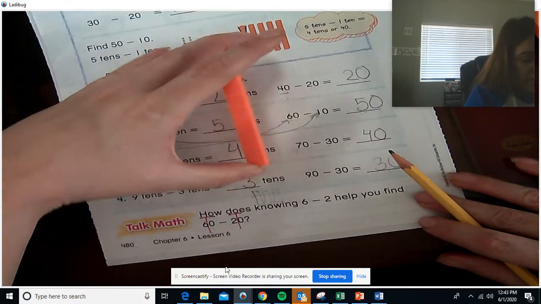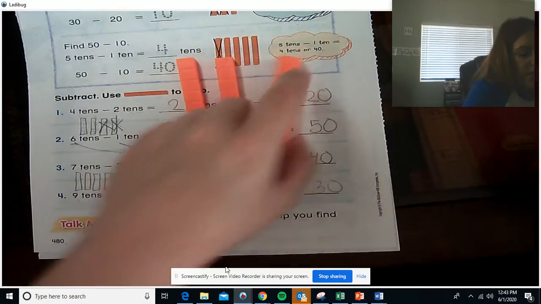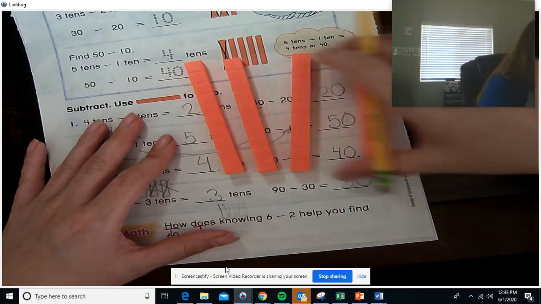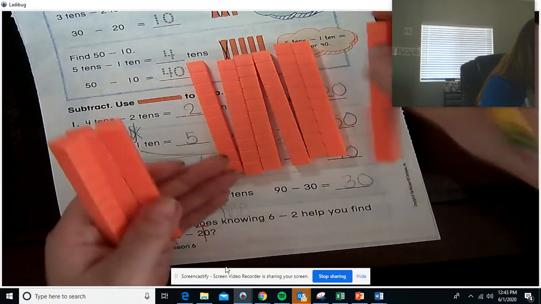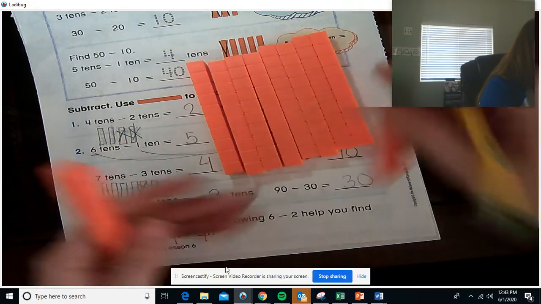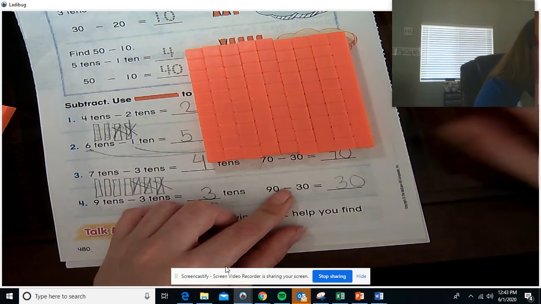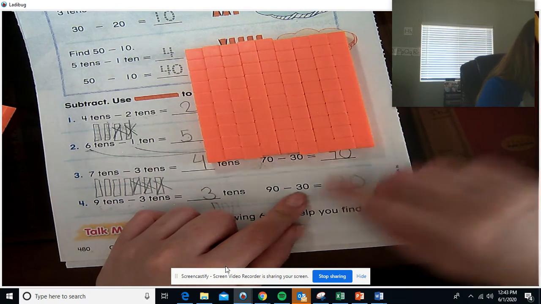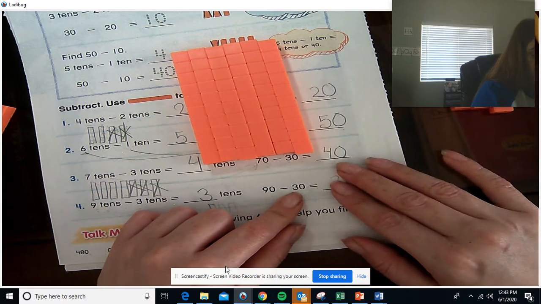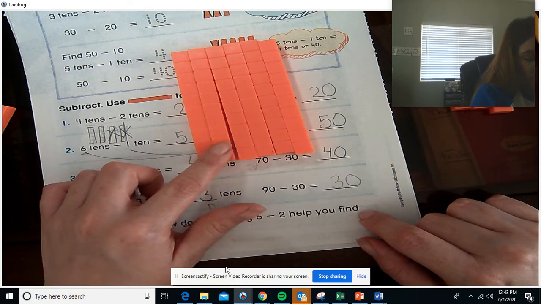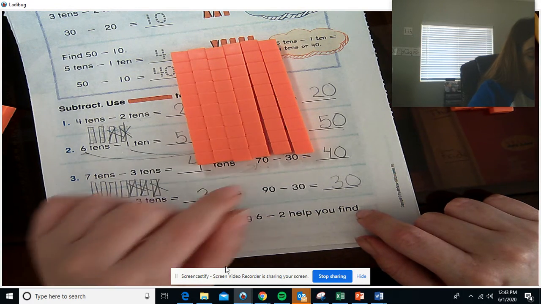That looks like 10, 20, 30, 40, 50, 60, 70, 80, 90. 90 minus 30 is, so we're going to take away 30. 10, 20, 30, and we're left with 10, 20, 30, 40. Uh-oh. Oh yeah, you see?